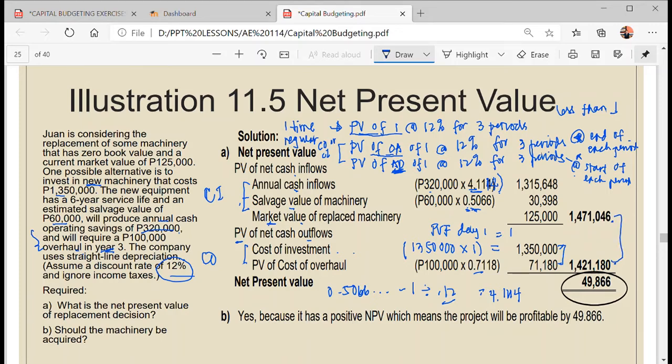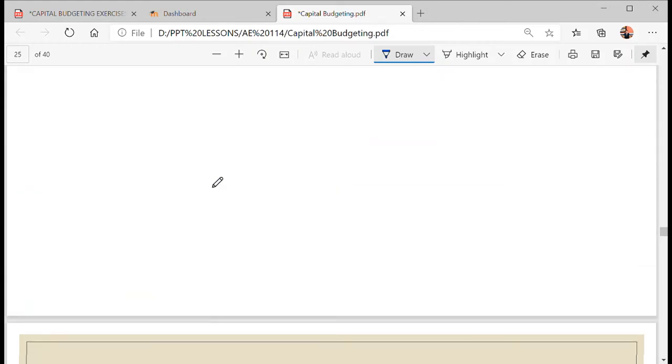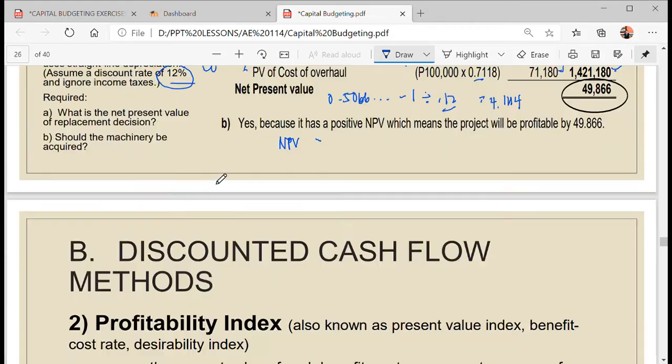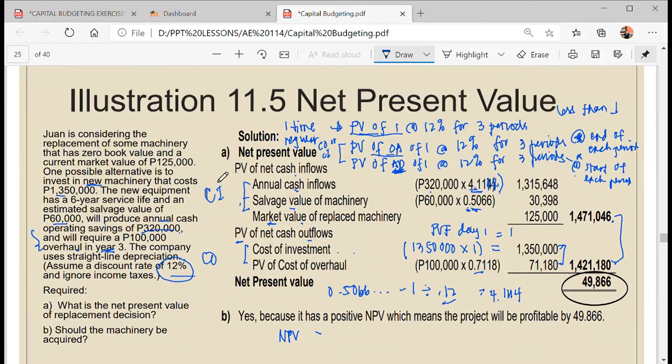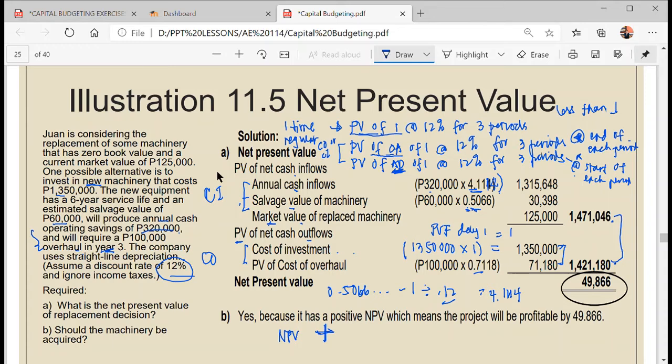So, how do you know if this is a good investment? If the net present value is positive, meaning your inflows are greater than your outflows. So, if the net present value is positive, the project is okay, because you received more compared to what you spent. So, in this problem, you received more than you spent in present value terms. So, you will accept the project.